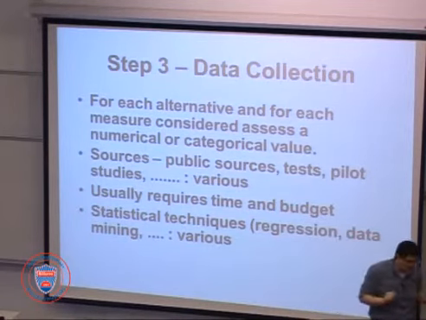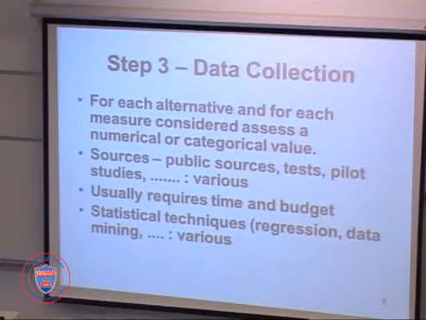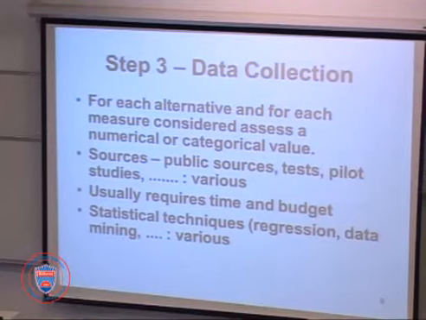The third one is you collect data for each alternative on each criterion or measure that you have in the system. Okay, you collect information. So, for example, if your choices are all the possible universities in Turkey, you look at the scores of each university, set the ranges of those universities, find out those, that's information actually, and put it there. And then you put your score and find out the chances of entering that university with that score. So this is data collection: for each alternative and for each measure considered, assess a numerical or a categorical value.